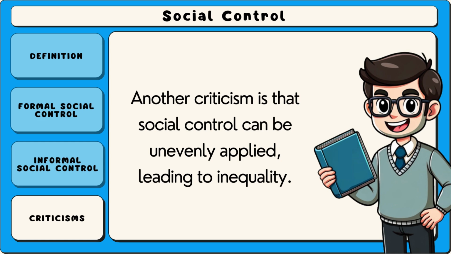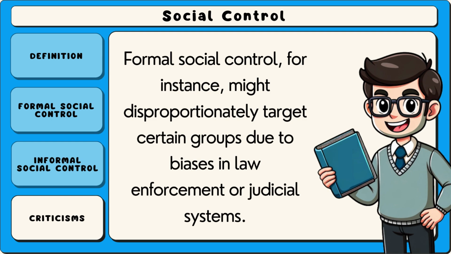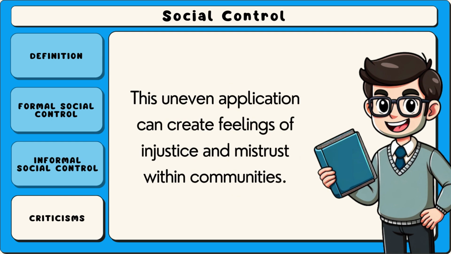Another criticism is that social control can be unevenly applied, leading to inequality. Formal social control, for instance, might disproportionately target certain groups due to biases in law enforcement or judicial systems. This uneven application can create feelings of injustice and mistrust within communities.